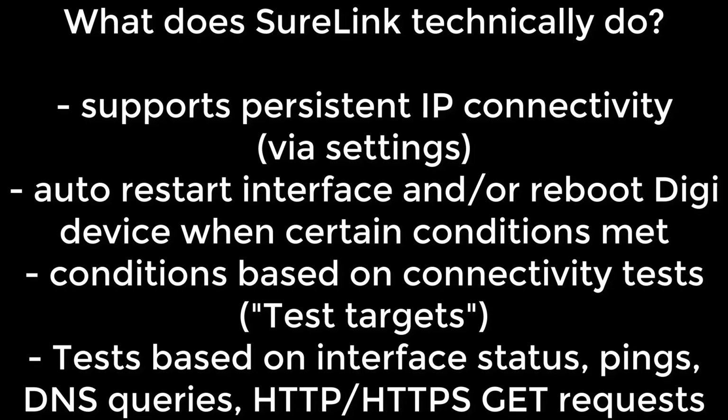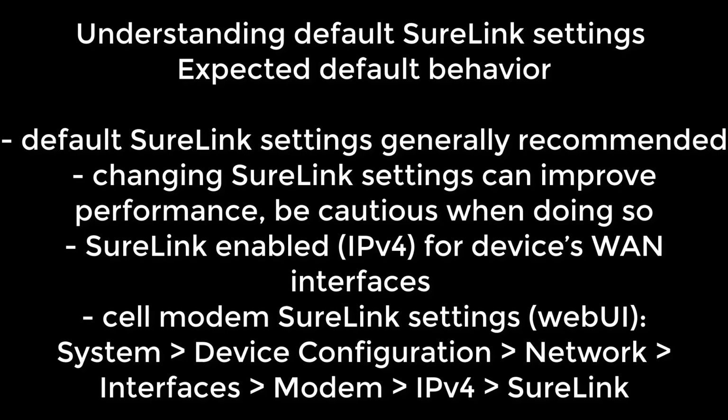These conditions are based on network connectivity tests. These tests, called test targets, can be based on the status of an interface, pings, DNS queries, or HTTP/HTTPS GET requests. How to review and interpret default SureLink settings and expected out-of-the-box behavior.